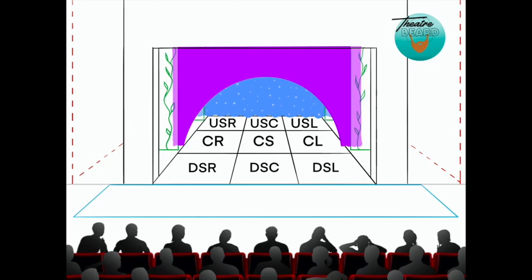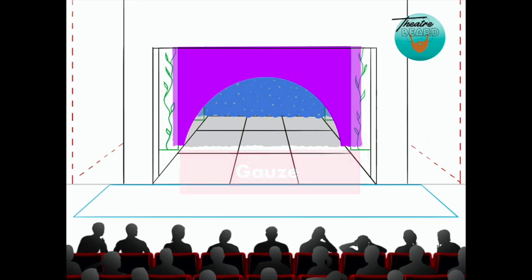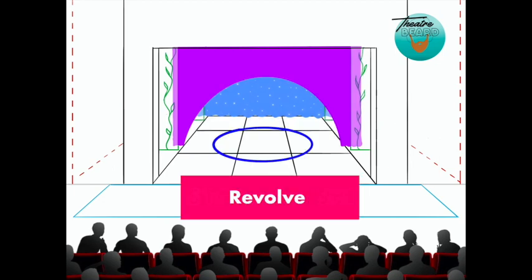Sometimes they may even be used with a gauze. A gauze is a bit like a mesh, but when it is lit from the front it's completely opaque, meaning you can't see through it. But when it is backlit, it becomes transparent, meaning the audience can now see through the gauze to what is behind. And this can be used to make characters suddenly appear out of nowhere if they are suddenly lit behind the gauze. Next up, we have the Revolve.